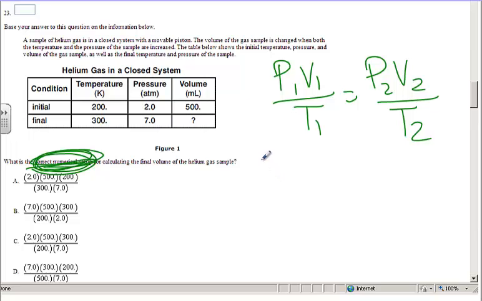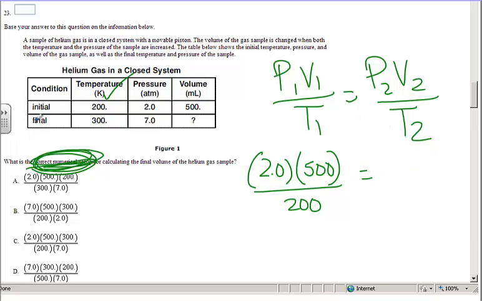All right, so pressure, 2.0, times volume, 500, over temperature, 200. Make sure it's in Kelvin, which it is, so we check that, equals. Okay, now we're looking for the new volume. We're looking for V2. And then we have 300 on the bottom for our temperature and 7.0 on top.